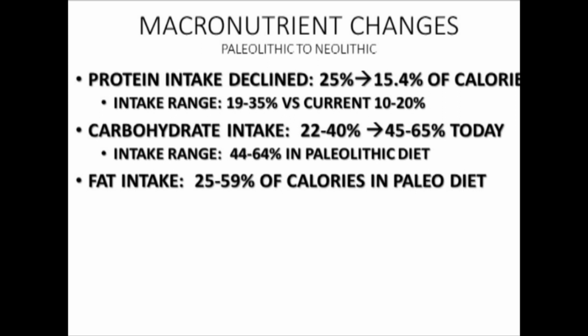As you can see on this slide, the fat intake varied quite significantly, 25 to 59% of calories on the paleo diet, and this would have depended on the amount of meat consumed, which varied depending on the success of the kill or the success of the hunt. It would have depended on seasons and so forth.